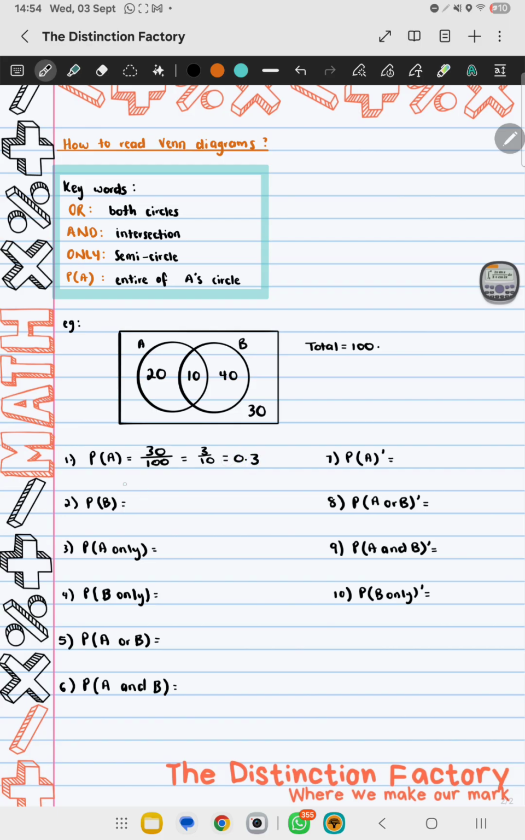The next one says the probability of B, so that means we are looking at the entire B circle, which is the 40 and the 10 together, which gives us 50 out of 100.